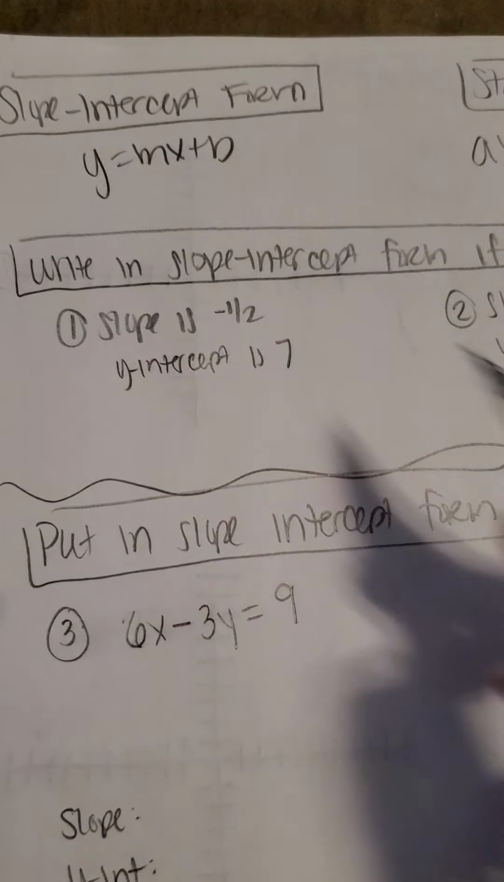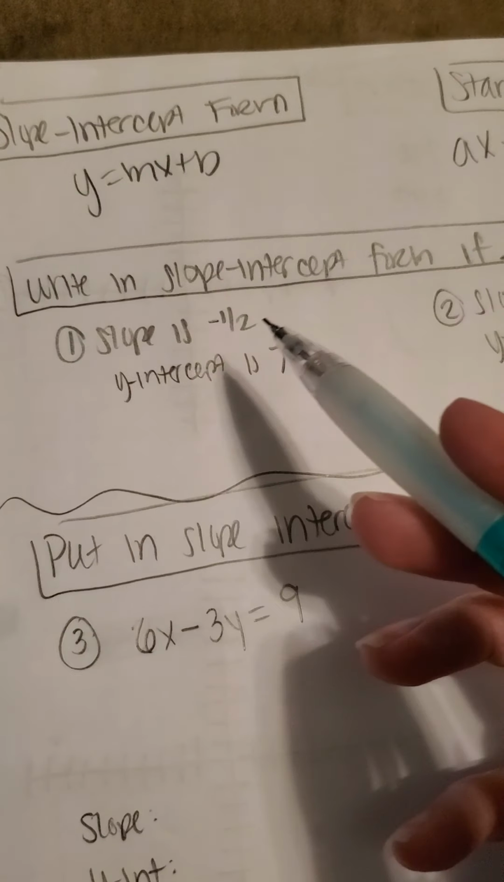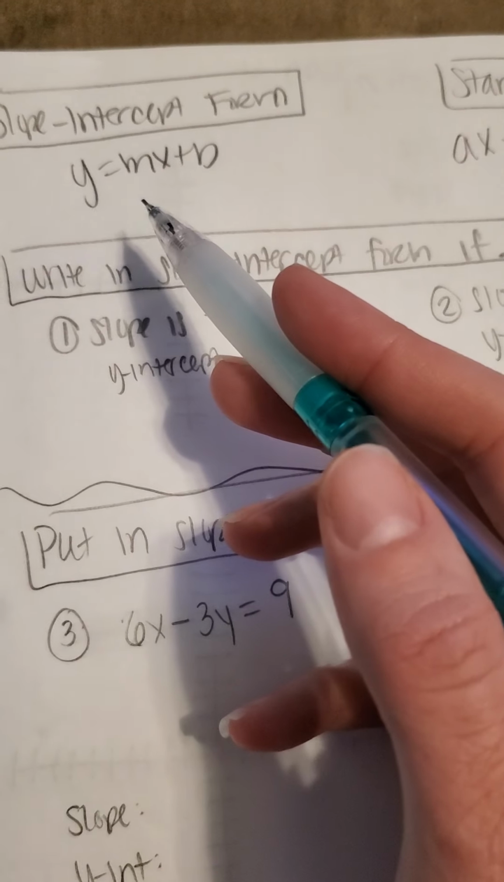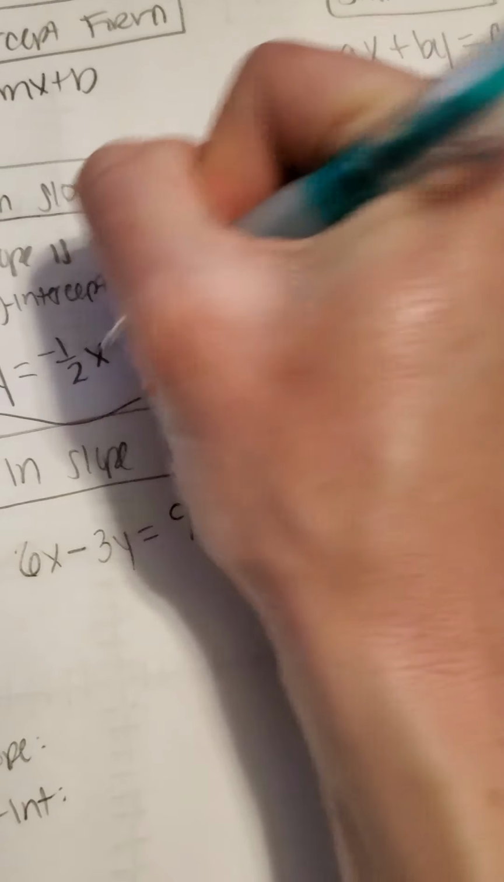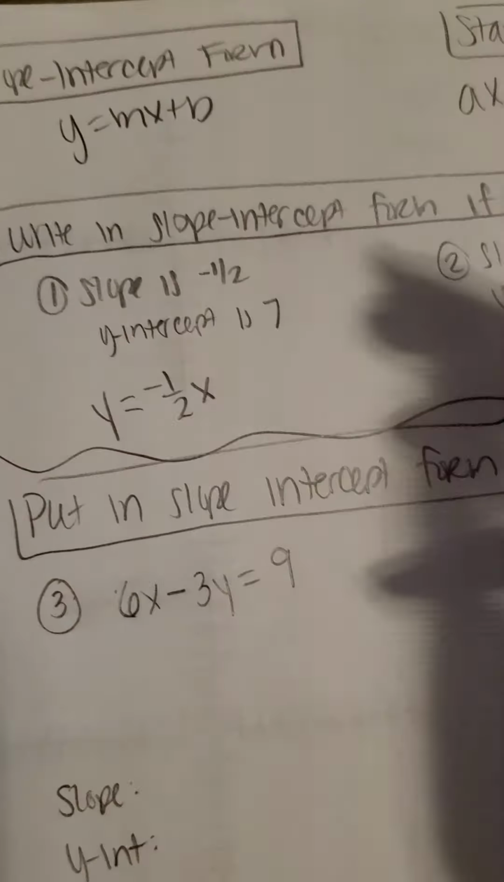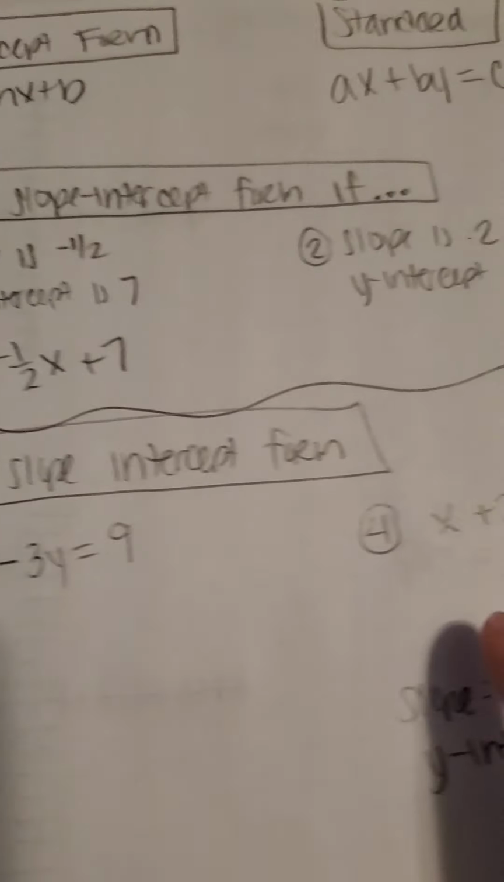So the first part's going to ask you to write in slope-intercept form if you know that your slope is -1/2. So your slope represents the m. So I'm going to write y equals -1/2 x. And then my y-intercept is the b, so plus 7. And there's my equation. Done, pretty simple.